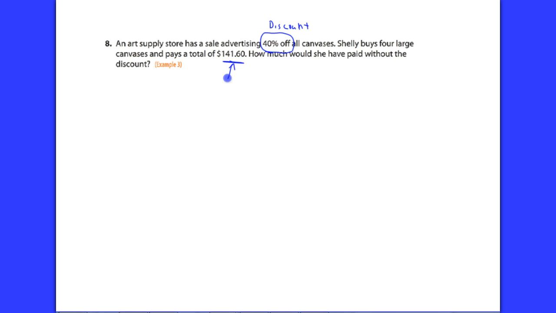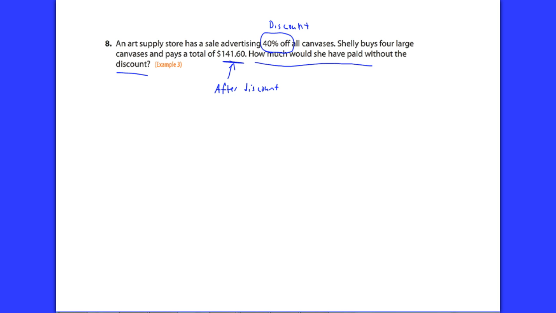Now here's the problem. That number is after the discount. That's what she paid. So in this particular problem, we don't know the original price. The question says, how much would she have paid without the discount? So what we have to do is actually figure out what the original price was, because that's what they're asking for here.